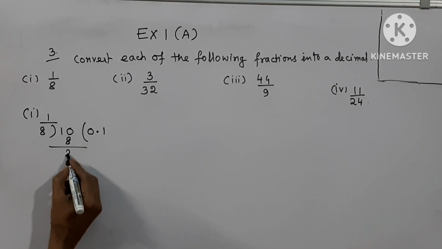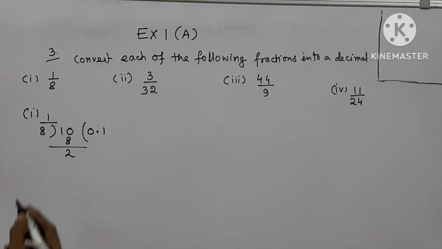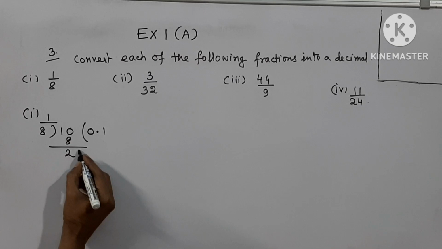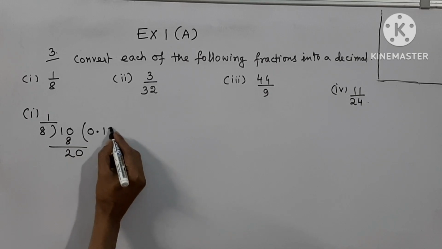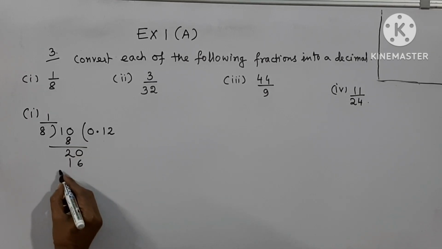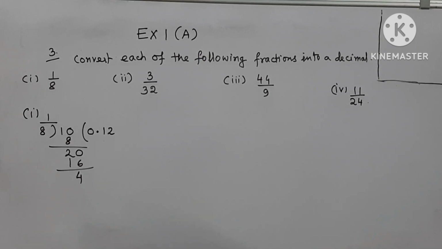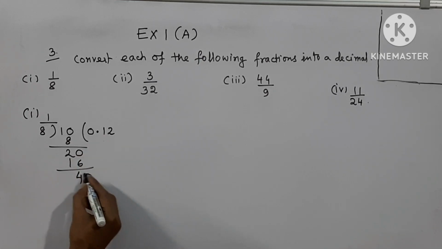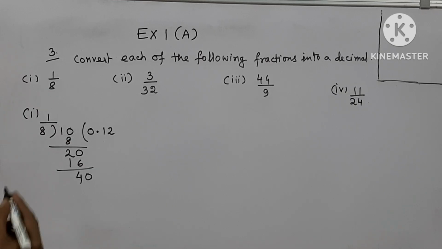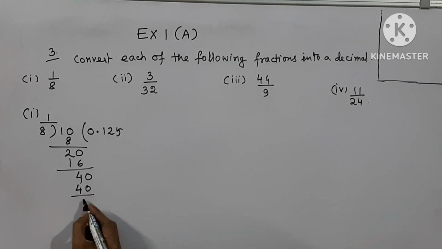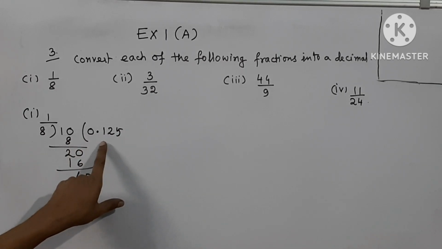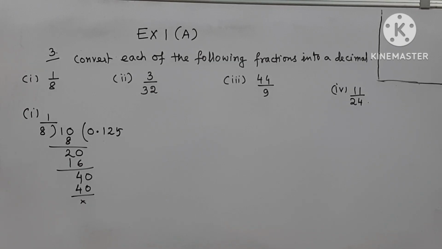After subtracting you are getting 2. Decimal is there, so you can always put a 0 in the remainder. 8 2s are 16. After subtracting, you are getting 4. You put a 0 after 4 and then 5 8s are 40. So 1 by 8 equal to 0.125. You could see it is a terminating decimal number.